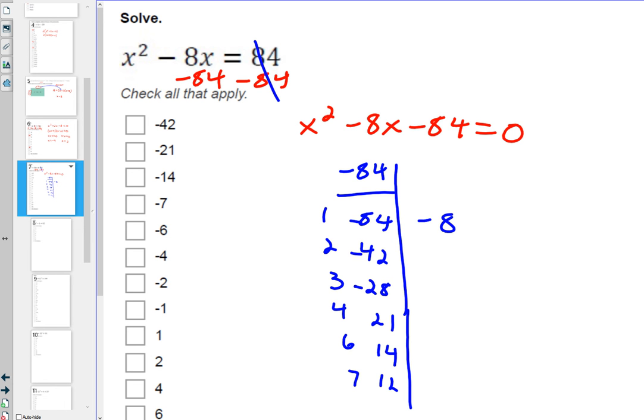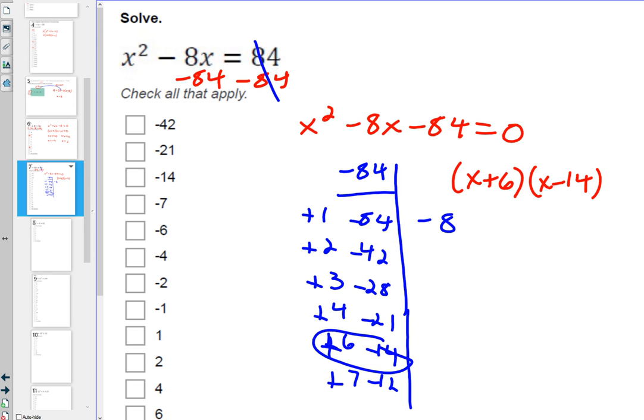The 6 and 14 are the pair, because anytime this last number is negative, I need to have different signs. The 14 is bigger and negative, so negative 8 is 6 minus 14. So plus 6 and negative 14. Because a is 1, I can go straight to factored form: x plus 6, x minus 14 equals 0. So we know we have x equals negative 6 and x equals 14.